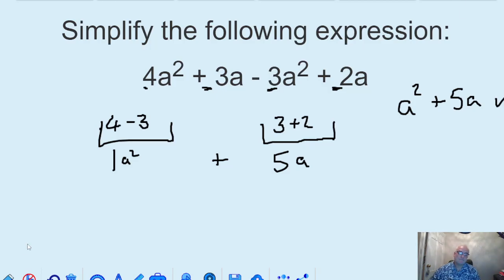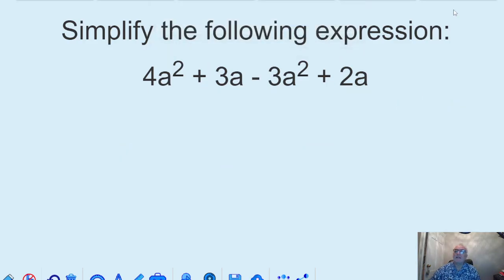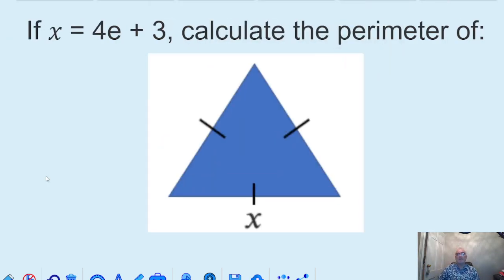Brilliant. Now, in some ways, what can happen is that they can take the normal questions and they can say, right, work out what this value is. So if x equals, if one side of that equals 4e plus 3, calculate the perimeter. So we're looking at the skill that we've just done, where we're collecting like terms and simplifying, in an actual question where we're using that skill.